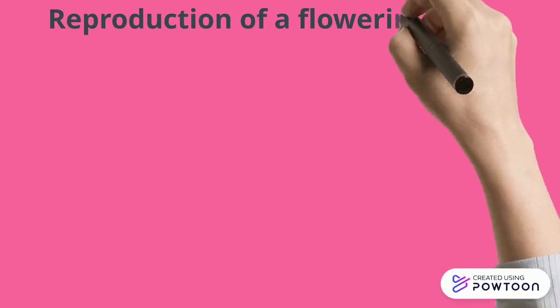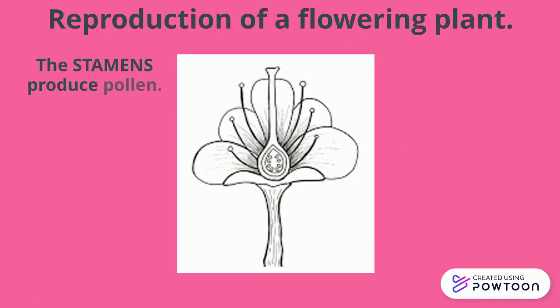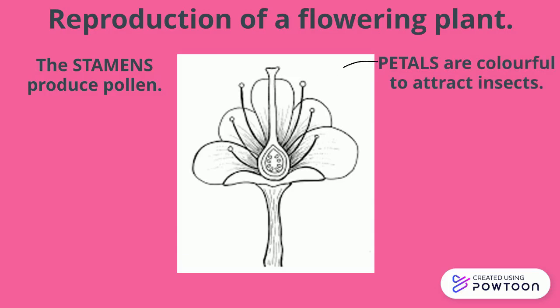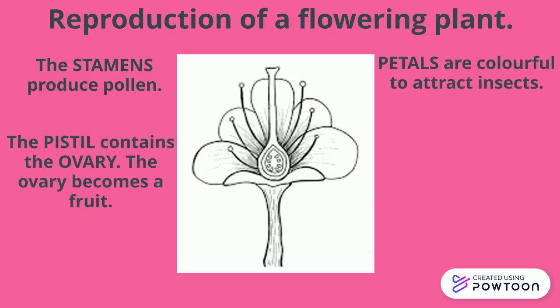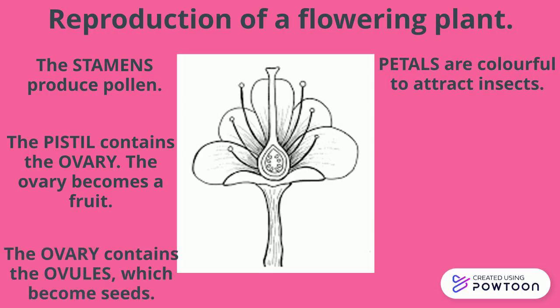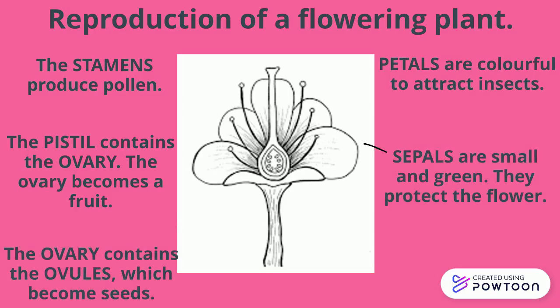Now we are going to see the parts of a flower. The stamens produce pollen. Petals are colorful to attract insects. The pistil contains the ovary. The ovary becomes a fruit. The ovary contains the ovules, which become seeds. Sepals are small and green. They protect the flower.